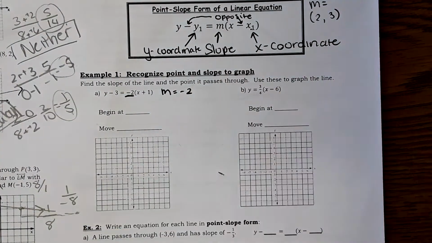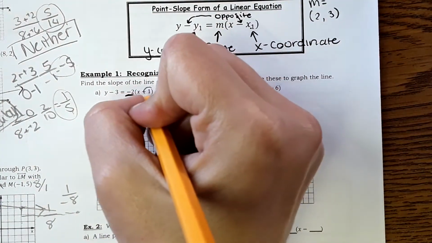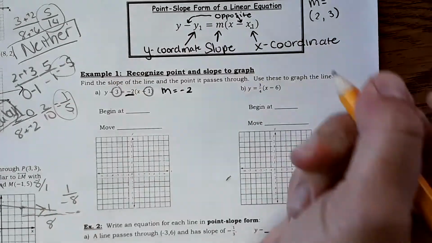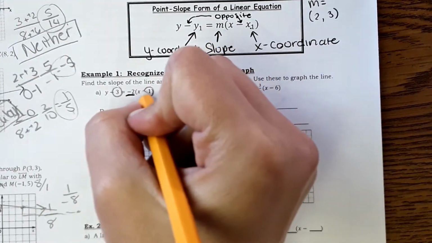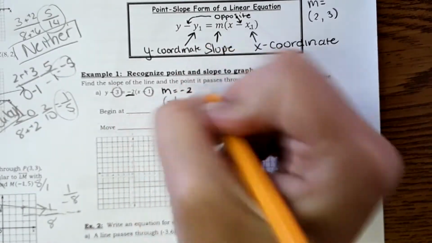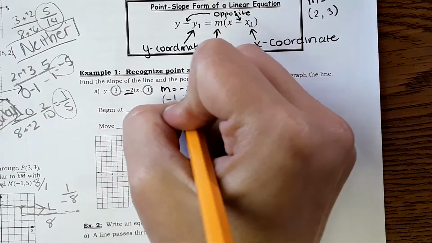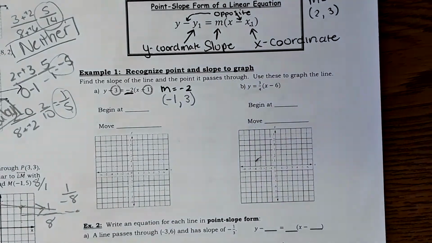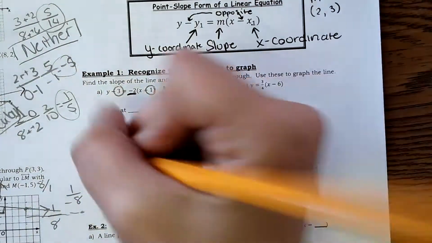And then a point on the line, I'm gonna use a pencil. This is our x coordinate and this is our y coordinate. But remember, this equation has a subtraction symbol here, so our x coordinate is actually -1, and then our y is 3. And then from here, we can graph the line. So we're gonna plot the point -1, 3.